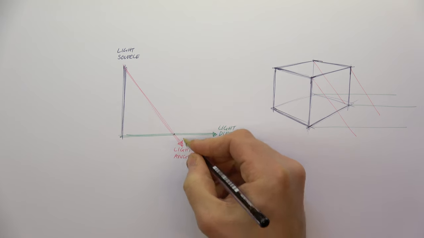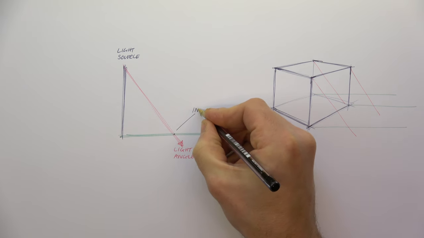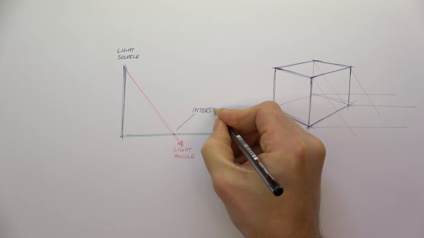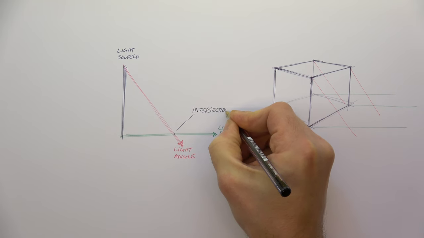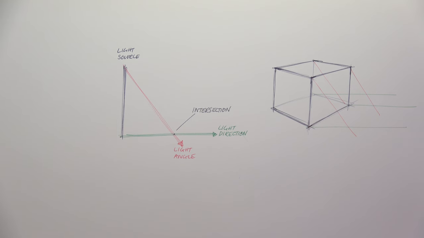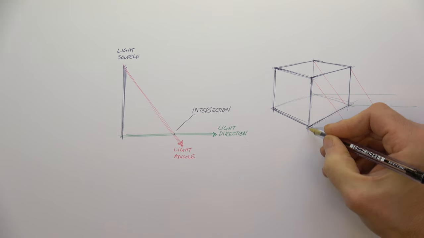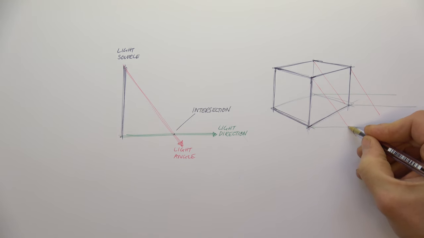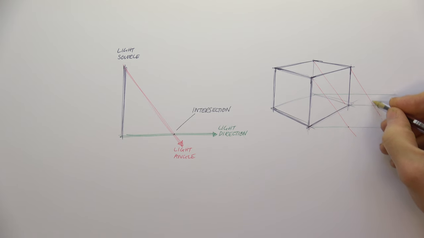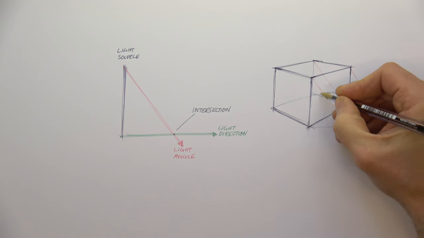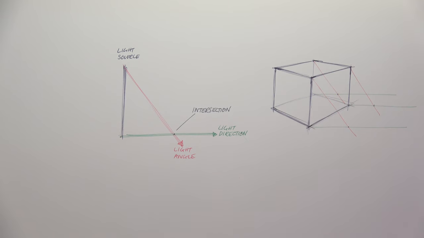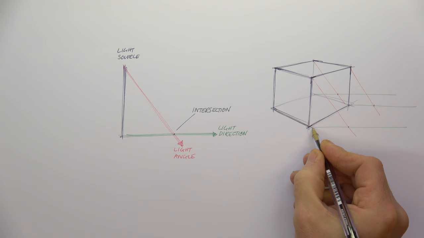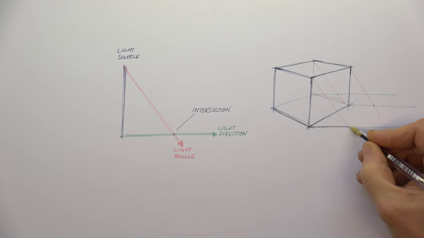Where the light direction and light angle lines intersect is important. This is because these points mark the edge of the shadow. So I'm joining these points up with each other and to the edges of the shape. This then forms the outline of my cast shadow.